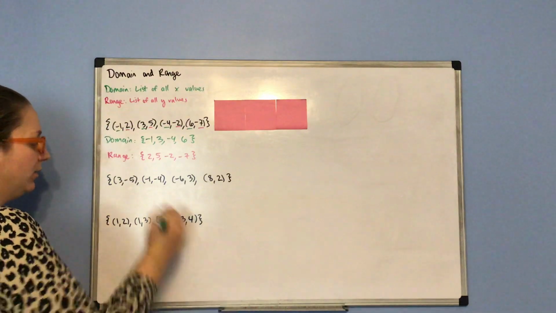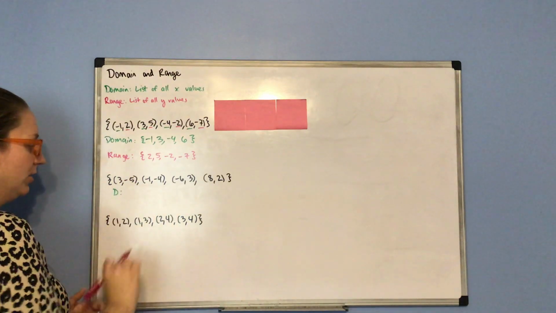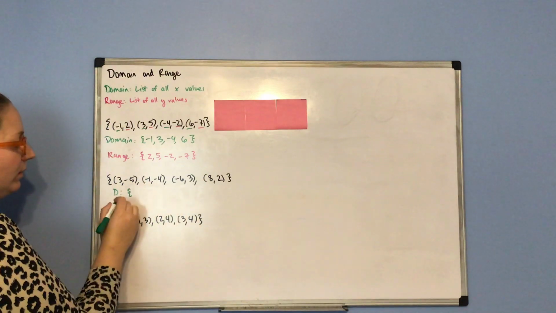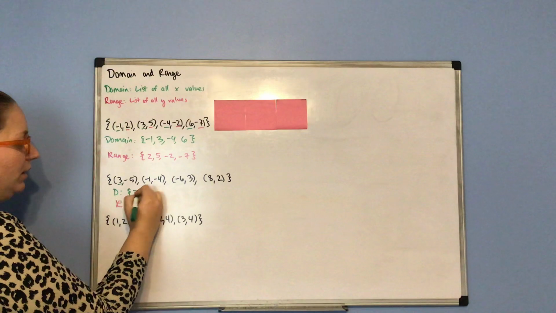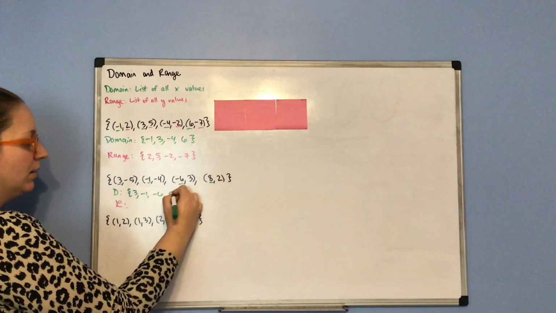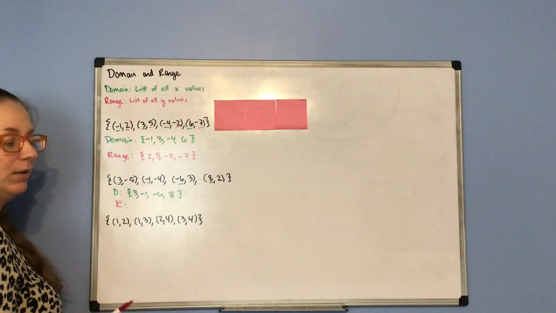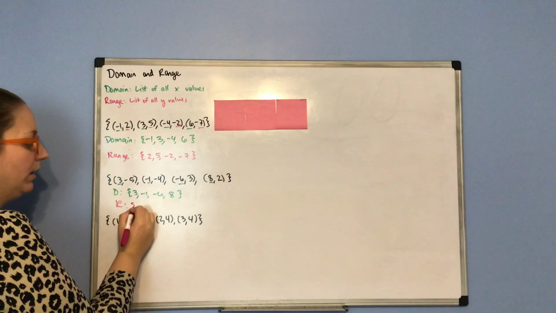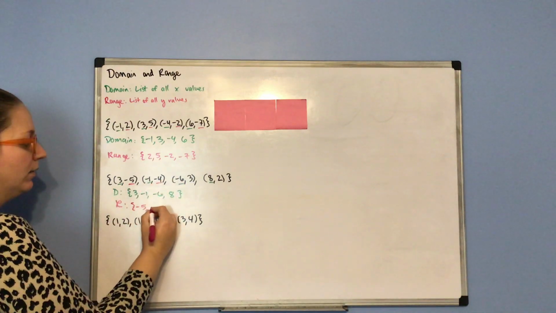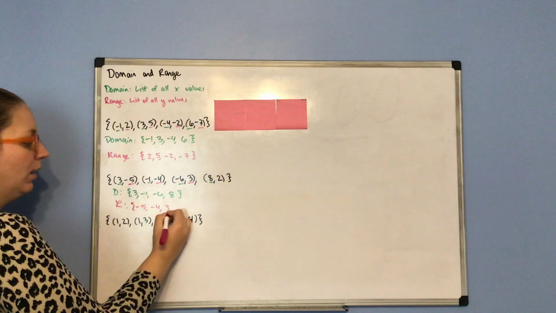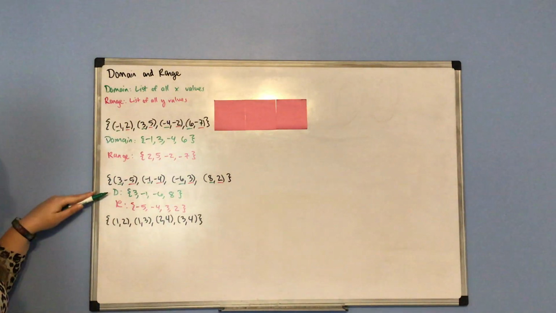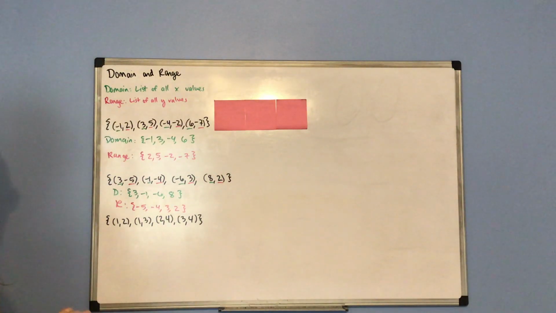Let's do the same thing for these other two. I'm going to just do D and R as shortcuts just because I can. Finding my domain here, I'm going to look for all of my x values. So I have 3, -1, -6, 8. I'm done with my list, so I end with a curly bracket. My range, now I'm looking for my y values. I have -5, -4, 3, 2. I found my domain, I found my range, I'm all finished.